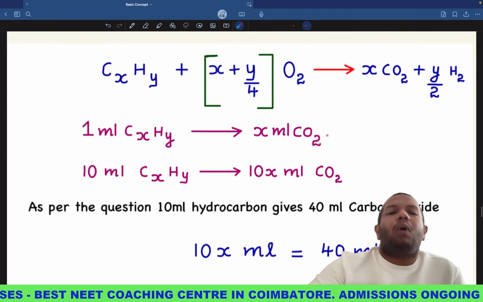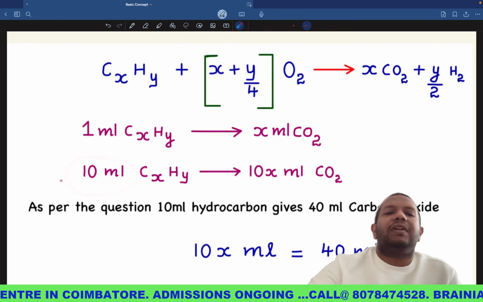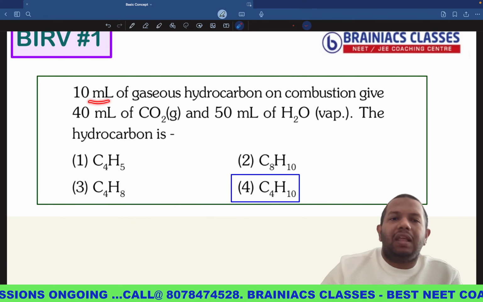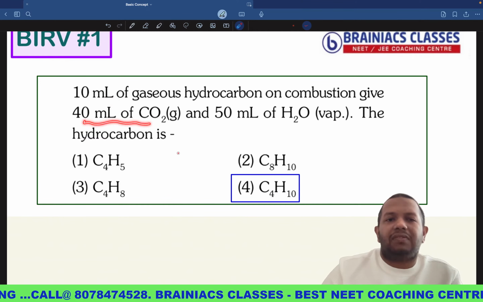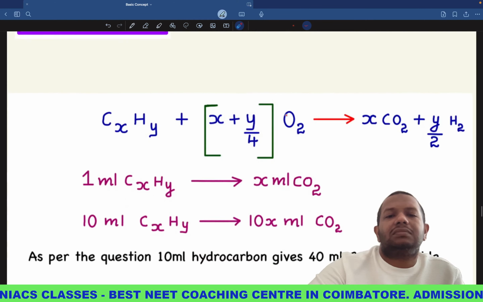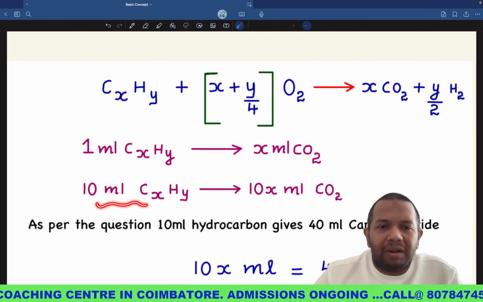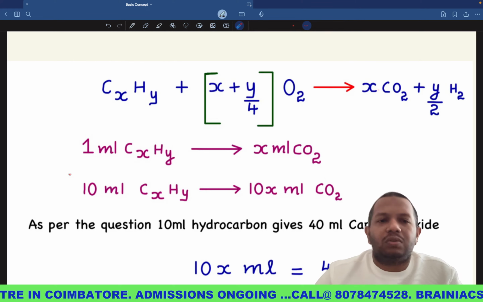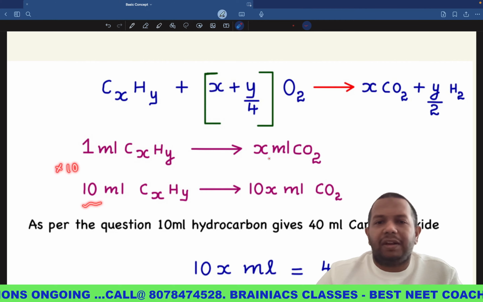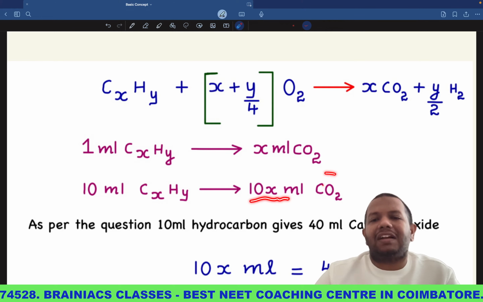Now, what is given to you? How much amount of CxHy is given to you? 10 ml. This is mentioned in the question. If you read the question, you might have noticed it. They have given 10 ml gaseous hydrocarbon gives 40 ml CO2 and 50 ml water. So if you want to convert 1 to 10 ml, you need to multiply by 10 on both sides. So this will give you 10 ml CxHy and 10x ml carbon dioxide.